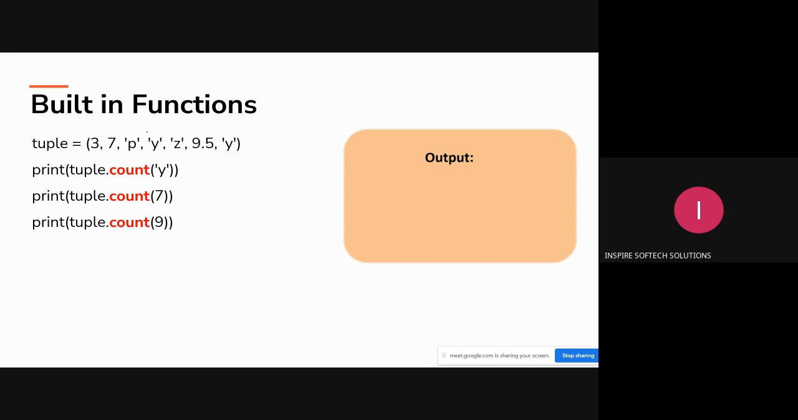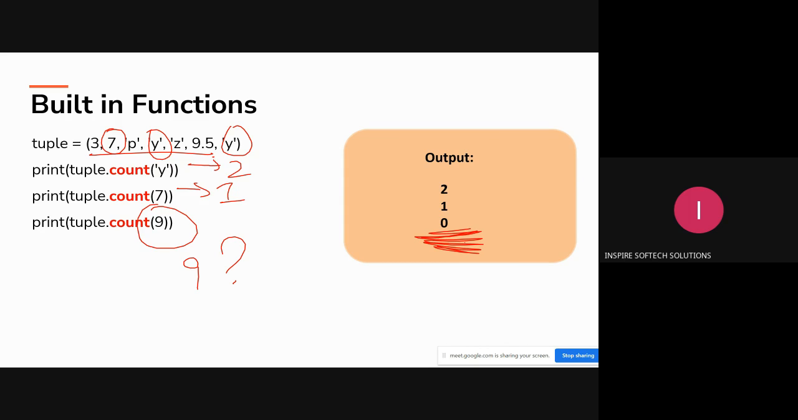So y we have 2 times, no issue. And 7 we have only 1 time, there is no issue. What about 9? So 2, 1, and the last is going to be 0. I'll count for 9. Do we have 9 over here? No. There is no error. Why? Because 9 is not a wrong value. 9 is the right value, but it is not present in the set of tuple values. So it will search for that value. It is not there. So the answer is going to be 0. Don't think error. It is 0. It will search for that 9. It is not there. So count is 0.